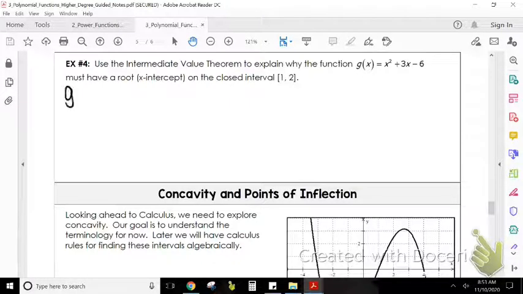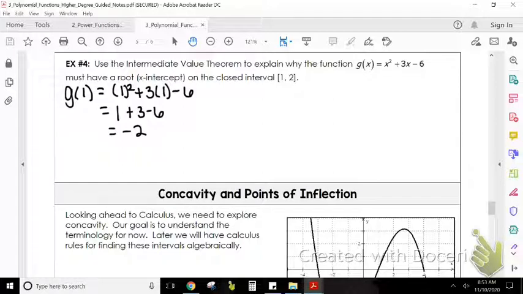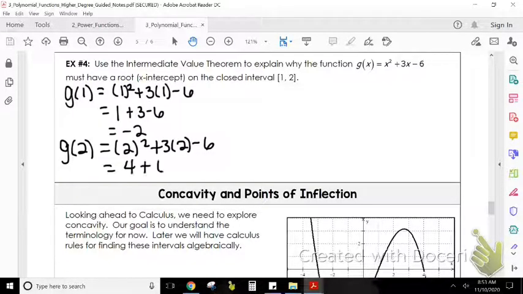All right, so let's find g of 1. So 1 squared plus 3 times 1 minus 6. I'm just going to work this out. So I got 1 plus 3 minus 6. 4 minus 6 is negative 2. All right, then let's find g of 2. We'll work that out. So I got 4 plus 6 minus 6. 4 plus 6 is 10, minus 6 is 4. So notice this one is negative, this one is positive.